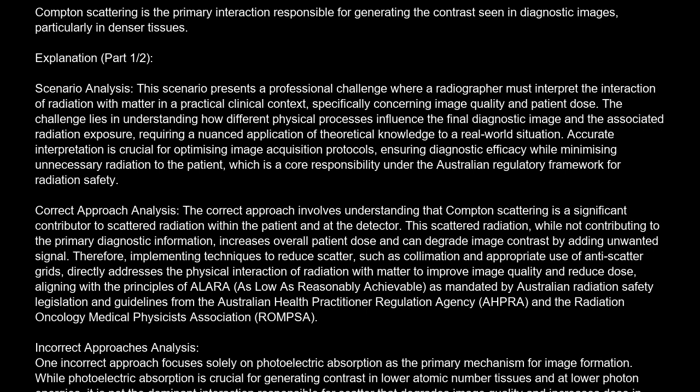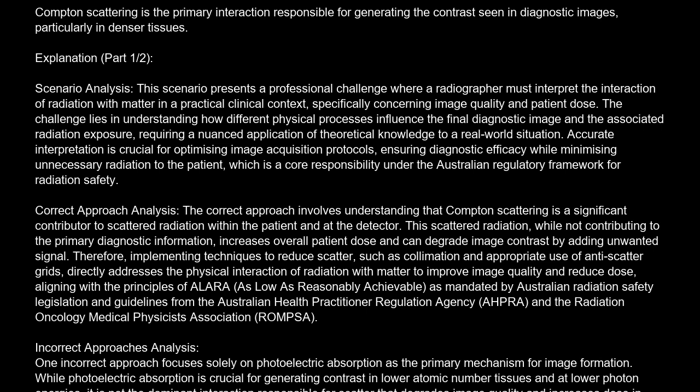Accurate interpretation is crucial for optimizing image acquisition protocols, ensuring diagnostic efficacy, while minimizing unnecessary radiation to the patient, which is a core responsibility under the Australian regulatory framework for radiation safety. Correct approach analysis. The correct approach involves understanding that Compton scattering is a significant contributor to scattered radiation within the patient and at the detector.